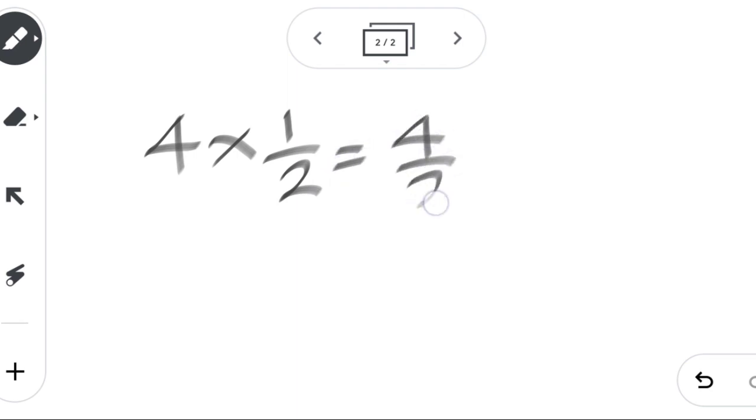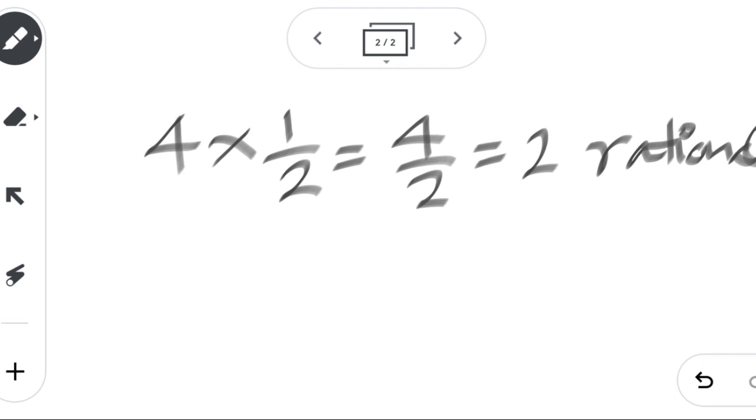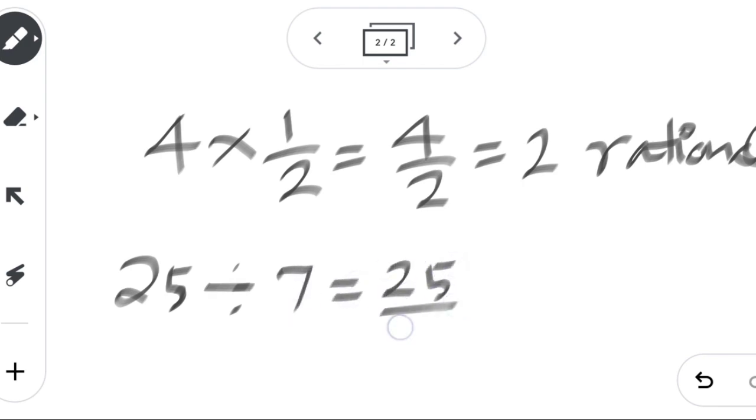Now we can take another example. Consider the rational numbers 4 and 1 by 2. Find the product. What is 4 into 1 by 2? 4 into 1 by 2 equal to 4 by 2. That's equal to 2. 2 is a rational number. Another example. Consider the numbers 25 and 7. Find the quotient 25 division 7. That's equal to 25 by 7. It is a rational number. 25 by 7 is rational.